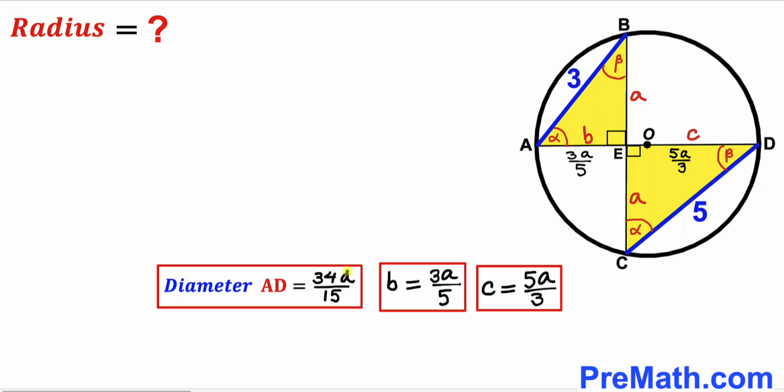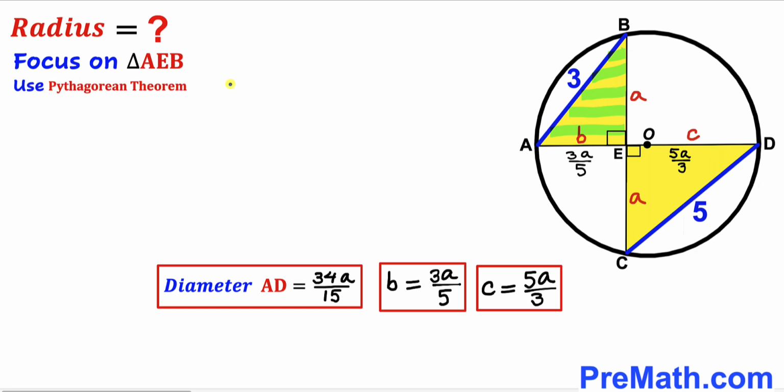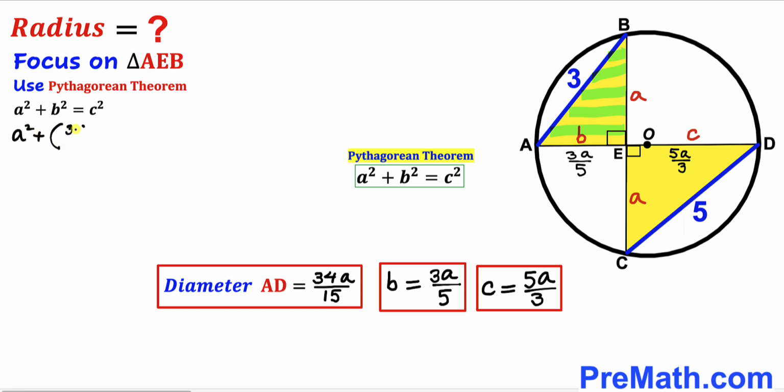And now our task is to find the value of this lowercase a. Therefore let's focus on this right triangle AEB, and we are going to apply the Pythagorean theorem on this right triangle. And here's our Pythagorean theorem: a square plus b square equal to c square. Our hypotenuse in our case is 3, whereas our two other legs are 3a divided by 5 and lowercase a. Let's go ahead and fill in the blanks in this Pythagorean formula. So we got a square plus 3a divided by 5 whole square equal to 3 square.